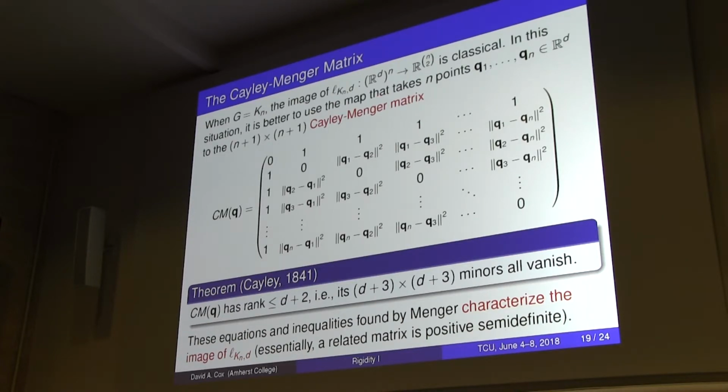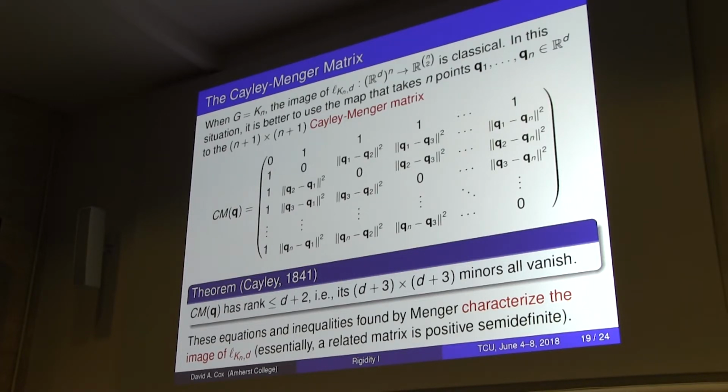But then, of course, we're over the real numbers, and so there are also going to be some inequalities, and that was Menger's contribution, to provide the inequalities. It turns out that these algebraic equations plus Menger's inequalities completely characterize the image over the real numbers. So that's really nice. And if you think the right way, you're basically saying that a related matrix is positive semi-definite. So we're now in this positive semi-definite land where things get pretty interesting.